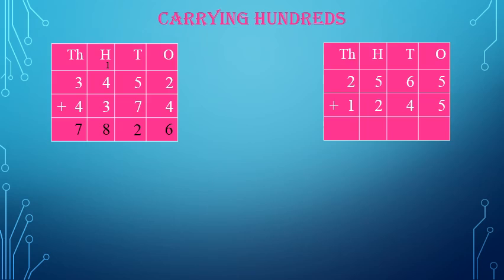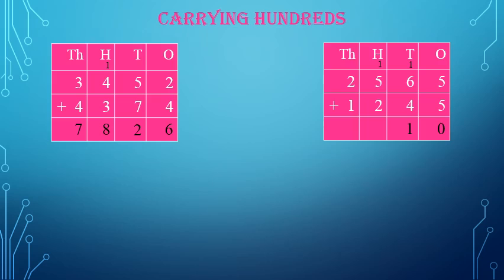Now we will see second example. 2565 plus 1245. 5 plus 5 is equal to 10. So write 0 in ones column and 1 is carried over to the tens column. 6 plus 4 is equal to 10. 10 plus 1 is equal to 11. So write 1 in tens column and 1 is carried over to the hundreds column.